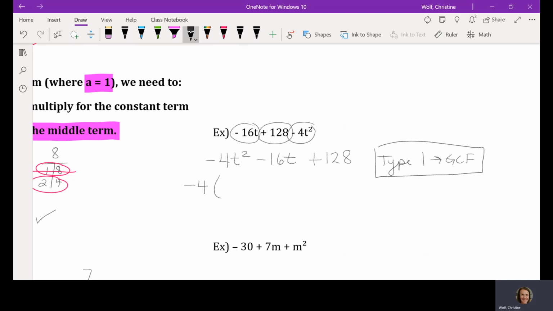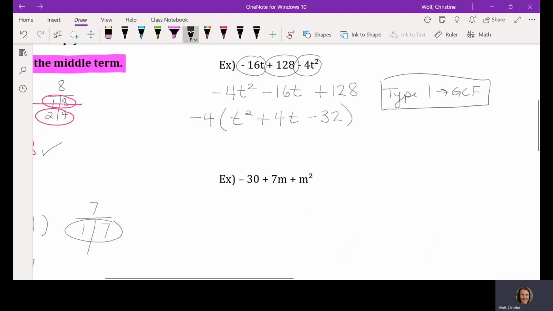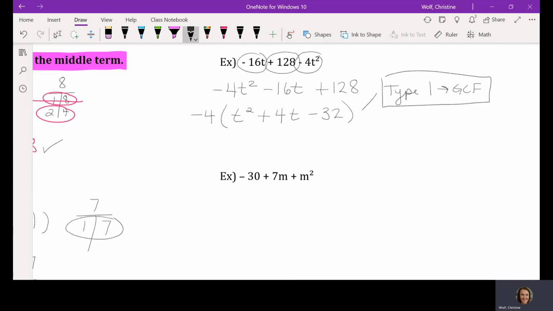Okay, so if I take out that -4, I'm left with just t squared. -16 divided by that -4 is now +4. Don't forget the t. And 128 divided by 4, sorry, it's 32. Let me just double check. 128 divided by 4, 32. But it's -32, be careful, because it's +128 divided by a -4. Okay, so there we go. We're not done. All we've done so far is just type 1. Now, with the trinomial that's left in there, we can move on to type 3, the type that we've been doing all lessons so far.